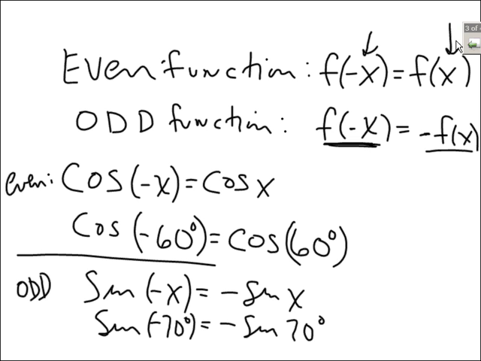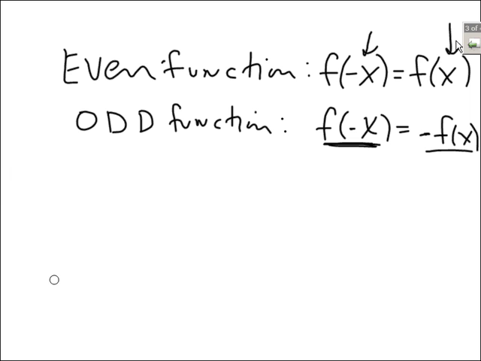Now, when it comes to polynomials, it's very easy to tell if it's an odd or an even function. If all the powers of x are even, then it's an even function. If all the powers of x are odd, then it's an odd function. If you have odd and even, then it's neither.